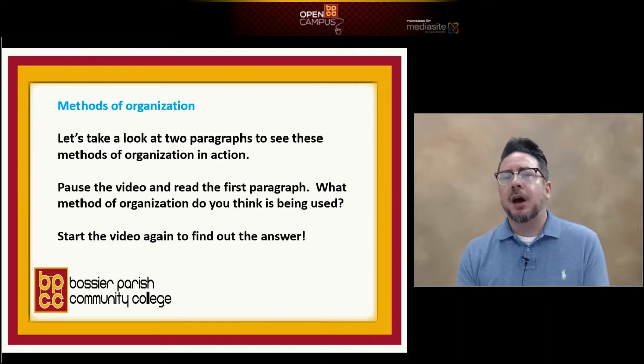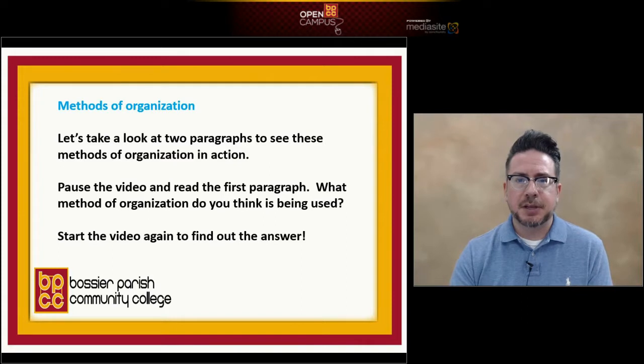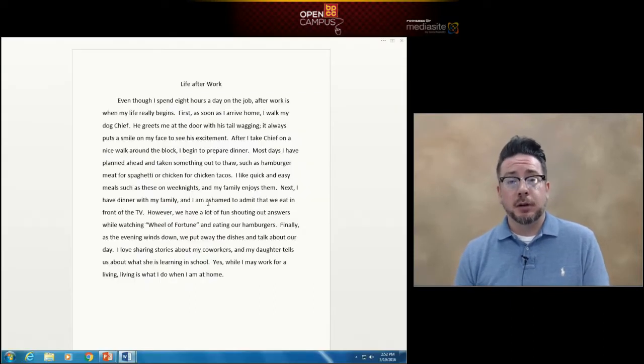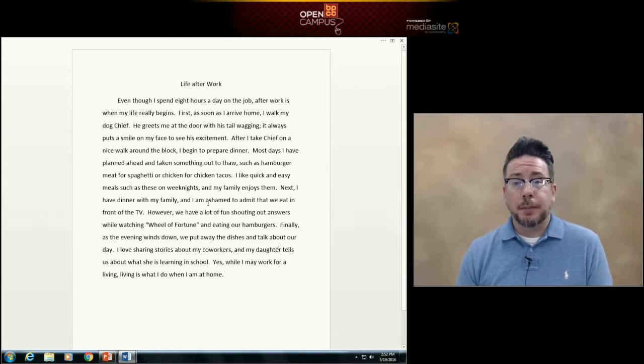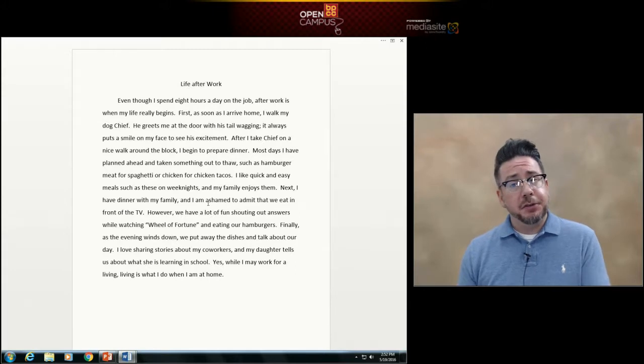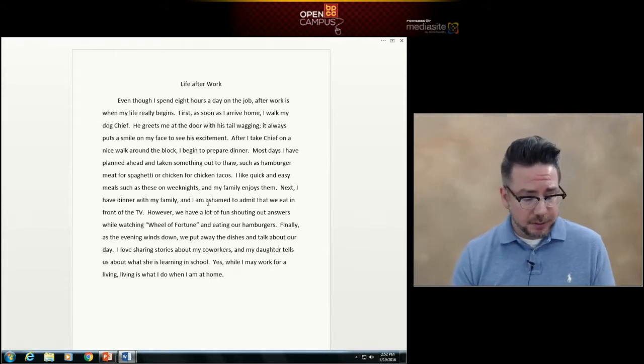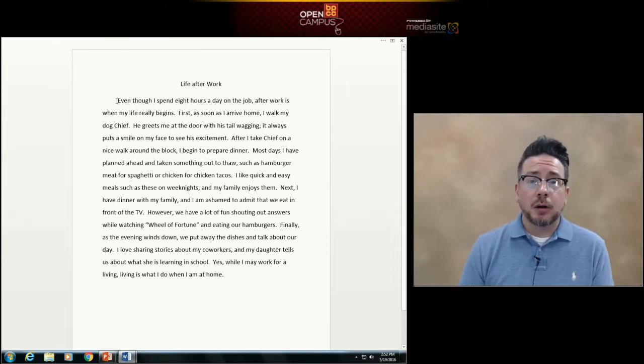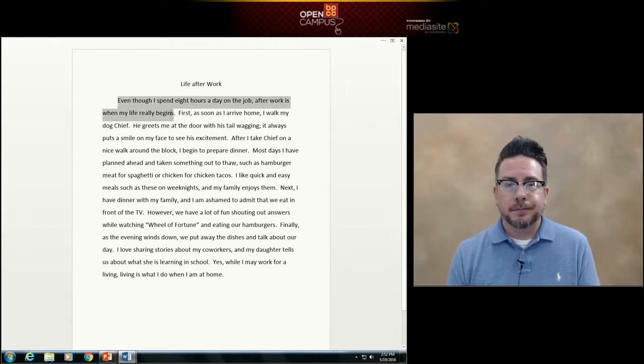And you can also use a combination of these 2 methods, because some of the transition words for both orders are the same, as we're going to see. Now, what I'd like to do now is take a look at a couple of paragraphs. We're going to look at some examples. So when I put the first paragraph up, I'm going to ask you to pause the video and read that first paragraph and ask yourself, which organization method do you think is being used here? So let me get that up for you. It's entitled Life After Work. Go ahead and pause the video now.